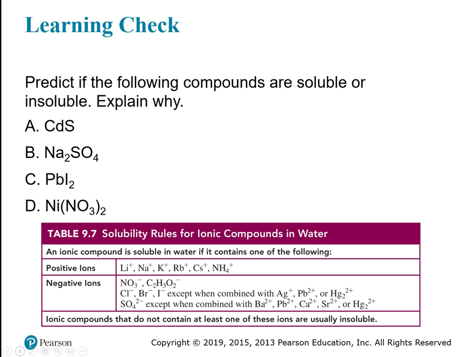So let's try some. We already talked about cadmium sulfide in the last one. So let's start with B. Sodium sulfate. Is it soluble or insoluble? And I put the table down there for you to be able to use. We have a guess for insoluble. So this one is soluble. A couple of reasons why. If an ionic compound contains sodium as one of its ions, then it's likely soluble. It has sodium, so it's likely soluble. The other reason is that sulfates in general are soluble as well, with some exceptions.